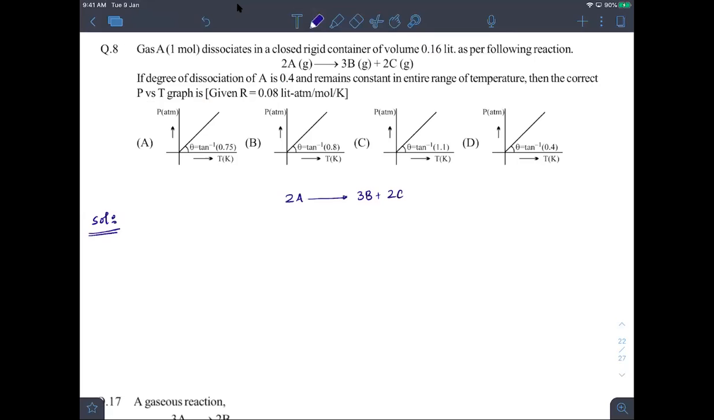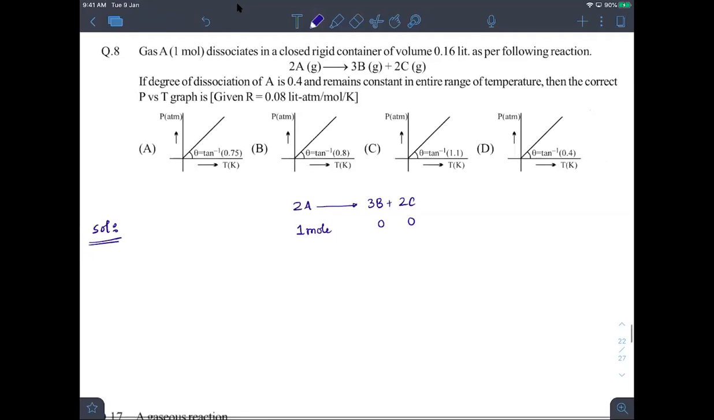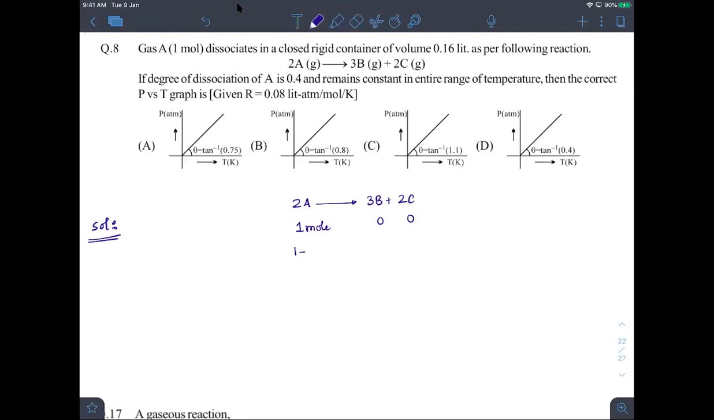So for these type of questions, either the number of moles would be given. If it is not given, you can just take it as some A moles or B moles like that. Here it is given 1 mole, so I'll start with 1 mole. Initially B and C are not there. Then after some time, it would start dissociating. Some X moles have been lost, let's say. Then how many moles of B and C will be formed? 3x by 2 and 2x by 2, which is X, right? So X moles of C will be formed here.